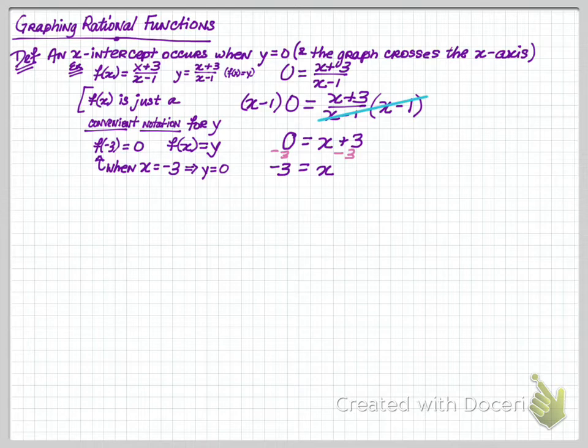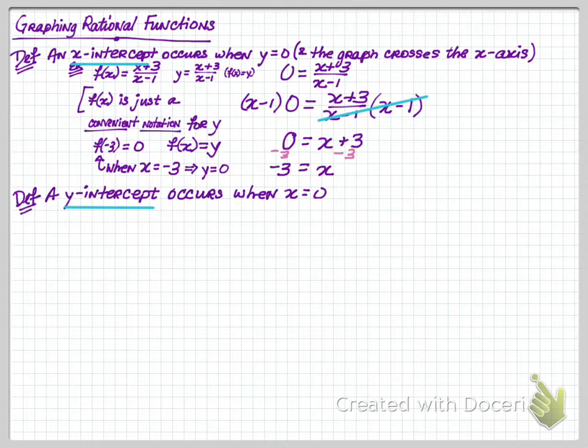Okay, so now we're going to go on and talk about the Y-intercept. So if an X-intercept occurs when y equals 0, then a Y-intercept occurs when x equals 0 and the graph crosses the y-axis. So we're going to use the same example here, and we're going to get a nasty number. But you're going to see that you can work with that nasty number.